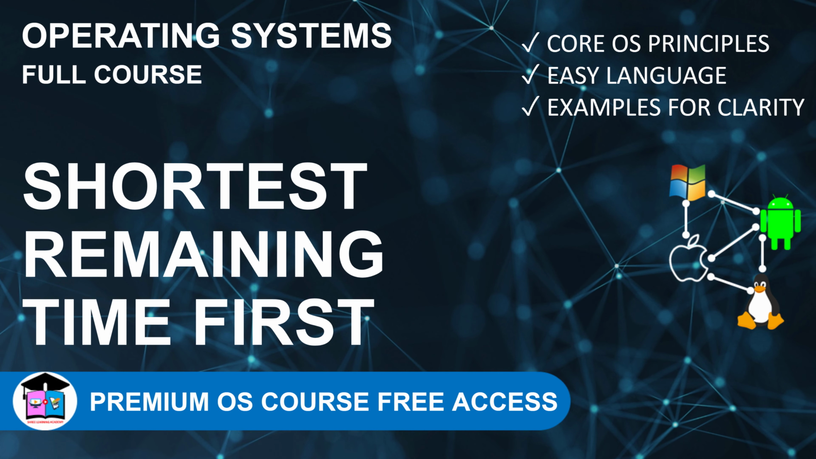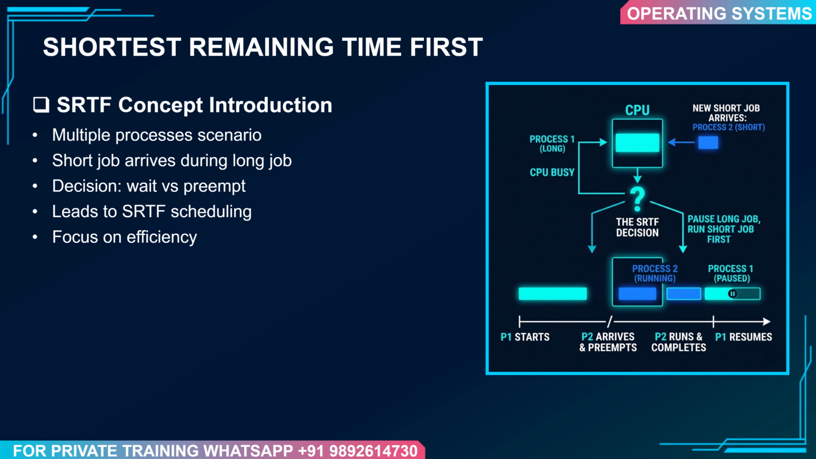Let's simplify the SRTF scheduling algorithm, also known as Preemptive SJF. Imagine a situation where your system is handling multiple processes and suddenly a very short job arrives, but the CPU is busy executing a longer one. Now, here's the question that changes everything. Should the system wait for the long process to finish, or should it pause it and quickly complete the shorter one first? That single decision leads us into one of the most practical and intelligent scheduling techniques called SRTF, or Shortest Remaining Time First.